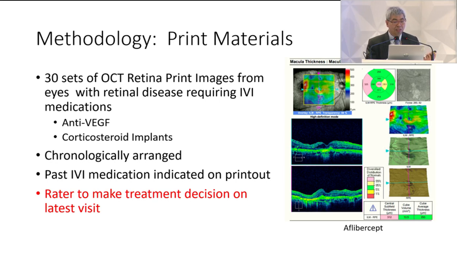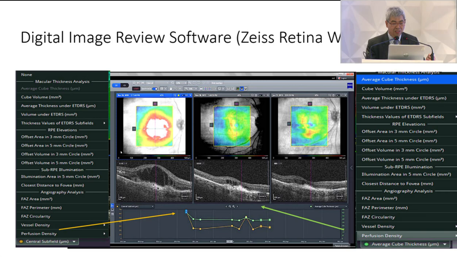The print materials were 30 sets of OCT print images from eyes requiring IVI medications, and they were chronologically arranged. The name of the medicine given was indicated on the page where the treatment was actually given. And the last page was deliberately left blank, and the rater had to make a treatment decision.